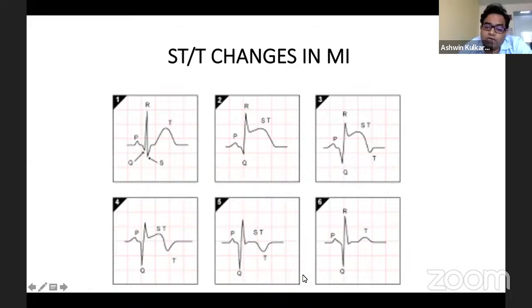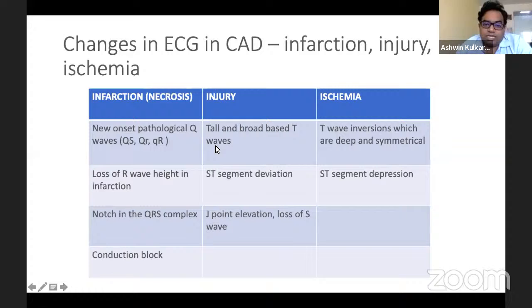And here is the fully evolved MI, where you can see the ST segment has come down to normal. The T wave has come down to normal. But the point that signifies there was an infarction is the Q wave, which is a deep Q wave. So this suggests that there was an old anterior myocardial infarction. So this is an important slide.